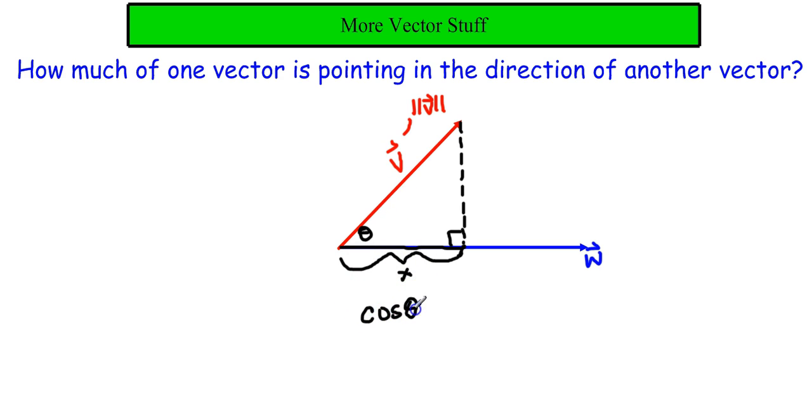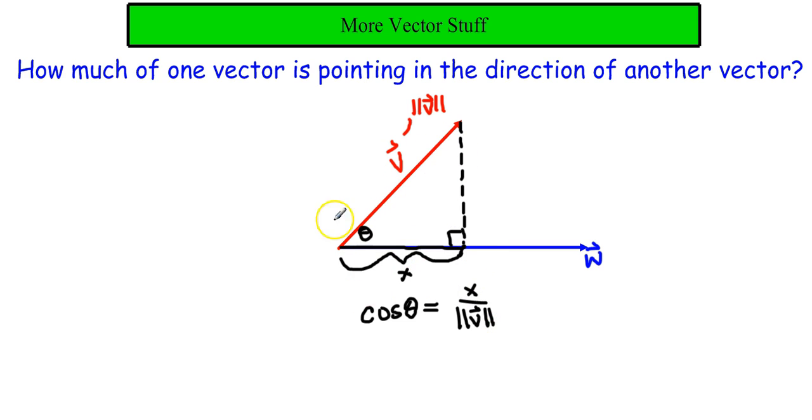So cosine of theta, however big my angle is, I know the ratio of the adjacent to the hypotenuse is going to be dependent on how large that angle is. All right, so x is my distance that I'm trying to find here, and the magnitude of v is going to be the distance of the hypotenuse, or the length of the hypotenuse.